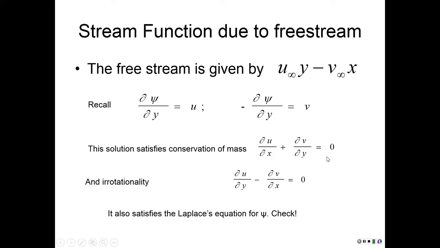Also, if you plug u equal to u infinity, which is a constant, and v equal to v infinity, which is a constant, it satisfies the continuity equation and the governing equation. So this whole thing satisfies Laplace's equation, del squared psi equal to 0. If you take a second derivative with respect to x, you'll get 0. Second derivative with respect to y, you'll get 0. When you add them together, the Laplace equation is satisfied.